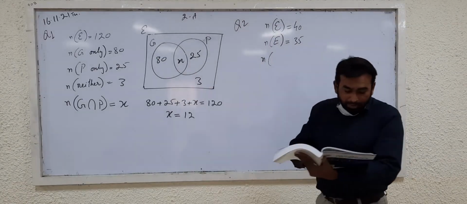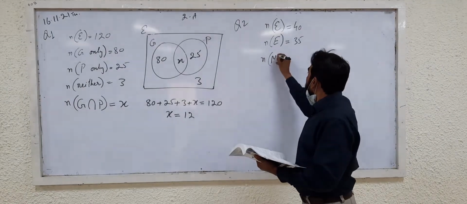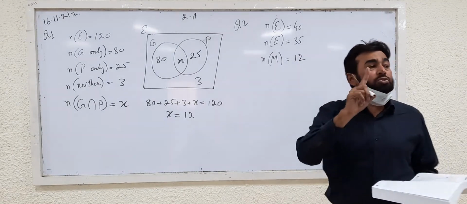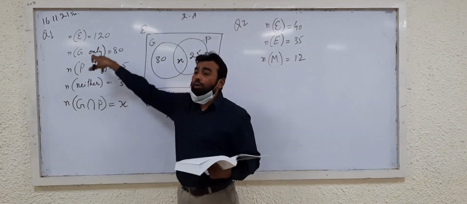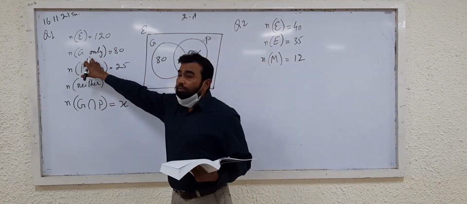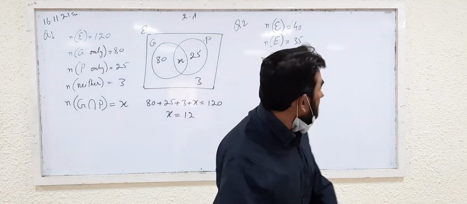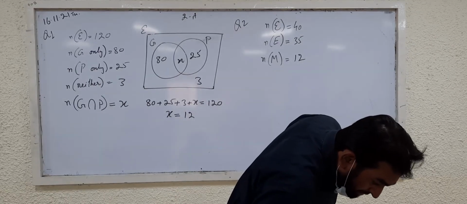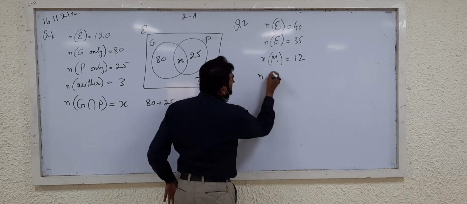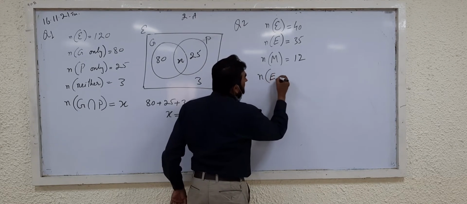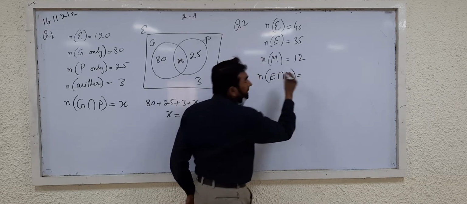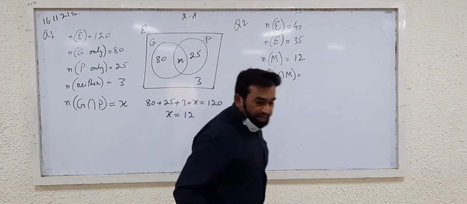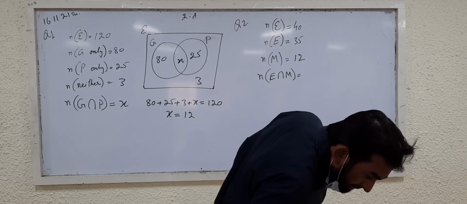Number of the members who can speak Mandarin, this is also a Chinese type language. So this is 12. Now he is not using the word only. Here in the previous question I used the word only. It means they cannot play the other instrument. But here he is not mentioning the word only. What we have to do? How many can speak both English and Mandarin? Number of members who can speak English intersection Mandarin, both, the common property. We have to find this out. It is written, how many can speak both English and Mandarin?